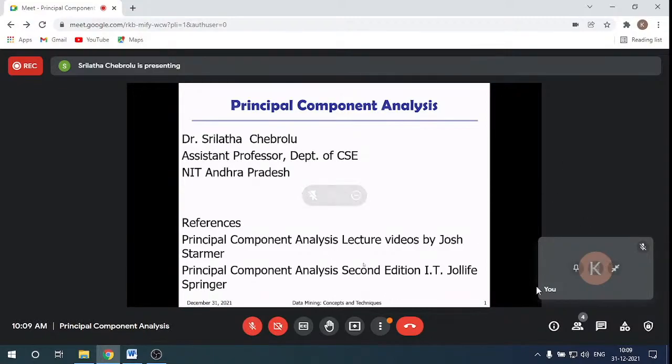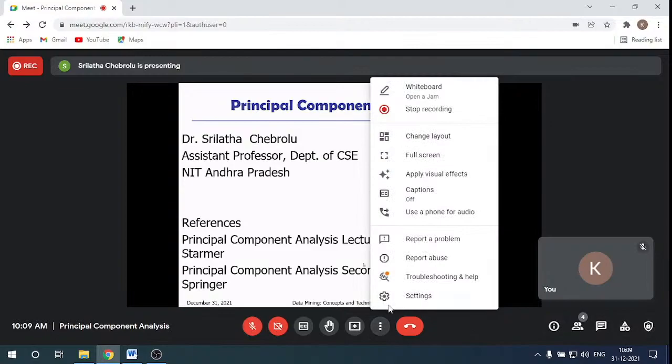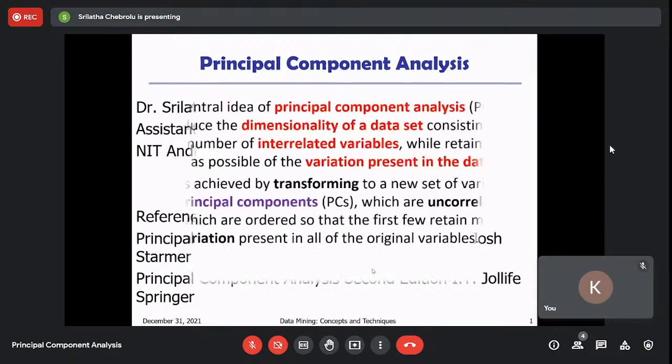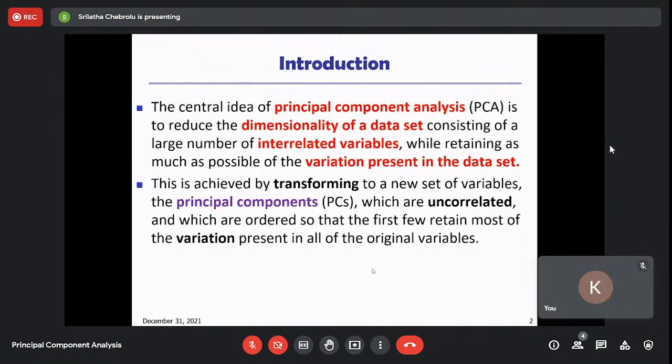The books that I am referring to are the Principal Component Analysis video lecture by Josh Starmer and Principal Component Analysis, Second Edition by I.T. Jolliffe. It's a Springer publication.